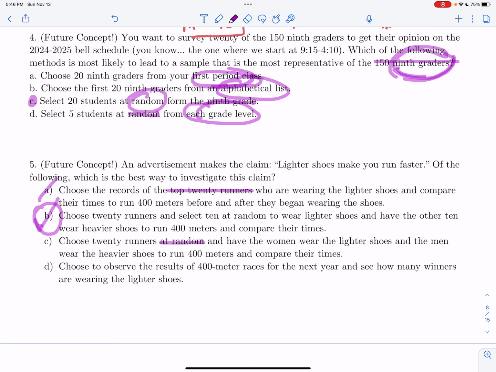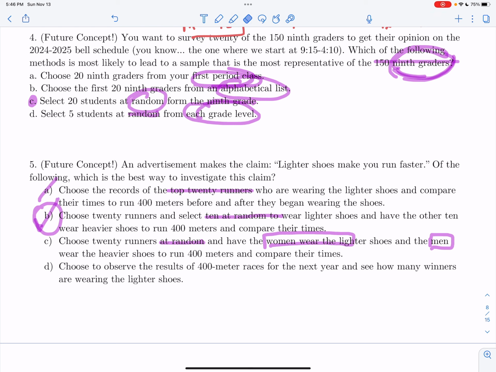The problem with this is that you're splitting them up into women and men, but you want the experiment to be random throughout. So like B, it says that you're choosing 10 at random to wear lighter shoes. So it could be 6 women, 4 men wearing lighter shoes, and 8 men and 2 women wearing heavier shoes. Whereas C, you're kind of splitting up into men and women, which is not good.